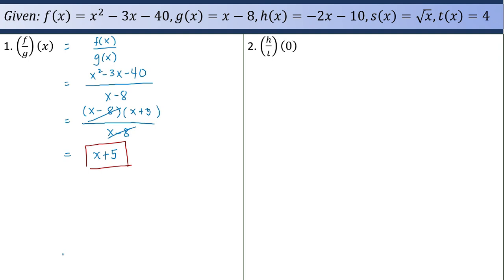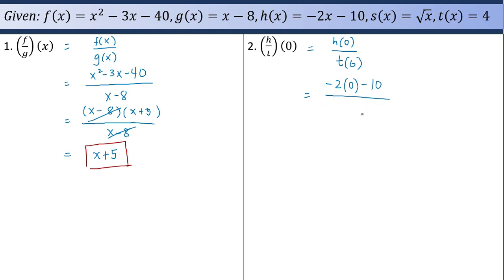Number 2. h over t of 0. So again, this is just equal to h of 0 over t of 0. So what is h of 0? Ang h natin ay negative 2x minus 10. Ibig sabihin, papalitan natin ang x ng 0. Okay?